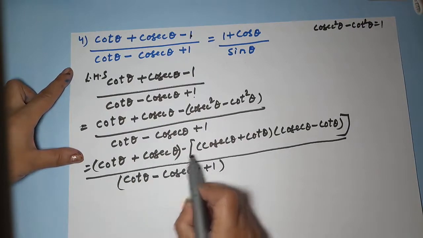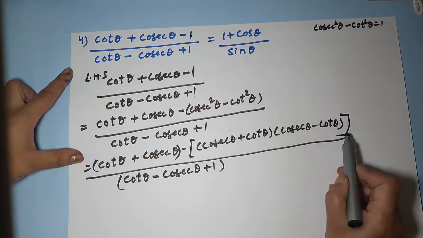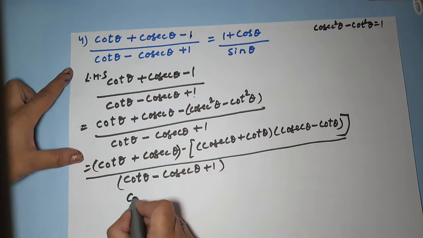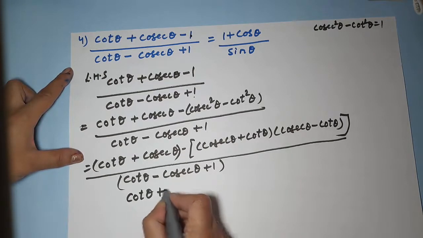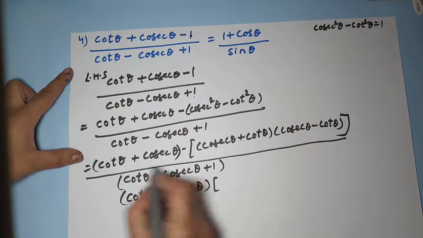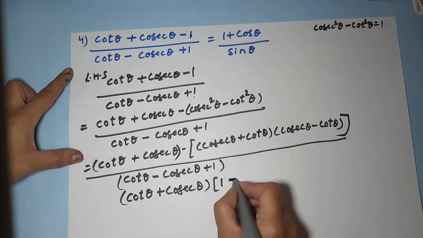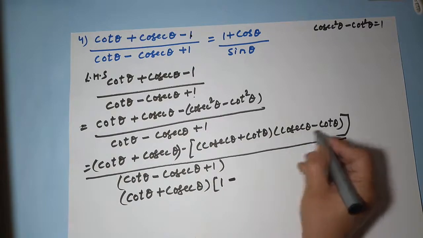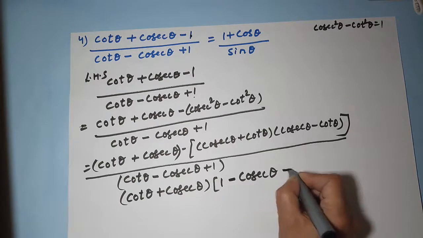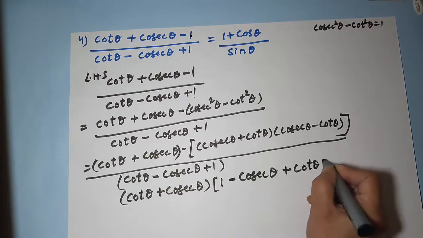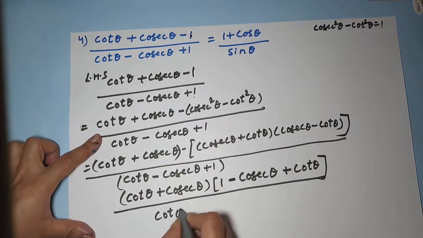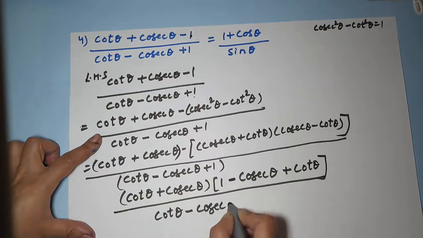Now if you look at this term and this term, can we take something common? Yes, cot theta plus cosec theta we can take common. So cot theta plus cosec theta we can take common, and we are left with 1 minus cosec theta minus cot theta, which becomes 1 minus cosec theta plus cot theta, right? And in the denominator you have cot theta minus cosec theta plus 1.